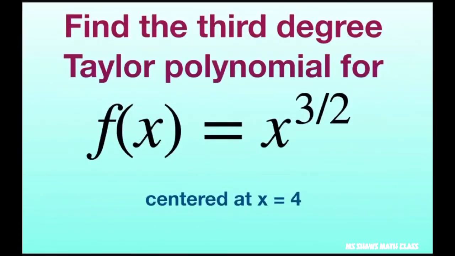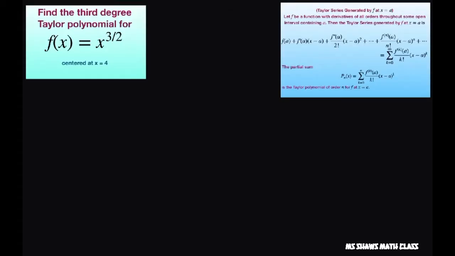Hi everyone, we're going to find the third degree Taylor polynomial for f of x equals x to the power of 3/2, and we're centered at x equals 4. So let's get started with taking derivatives. We're going to first evaluate at 4.